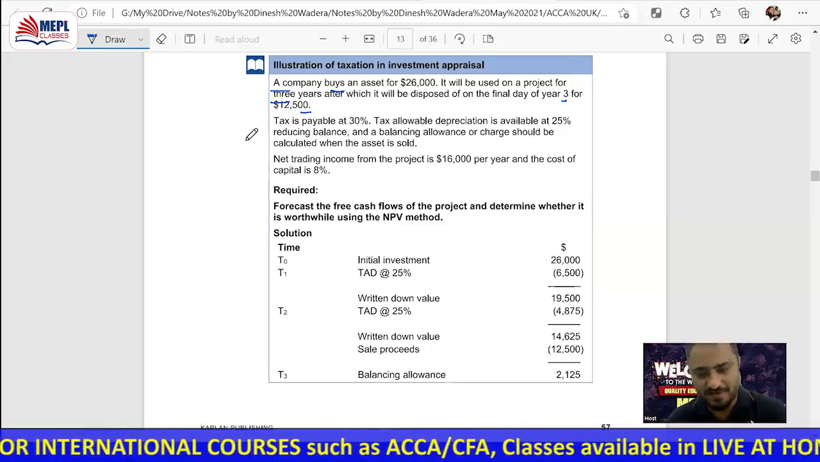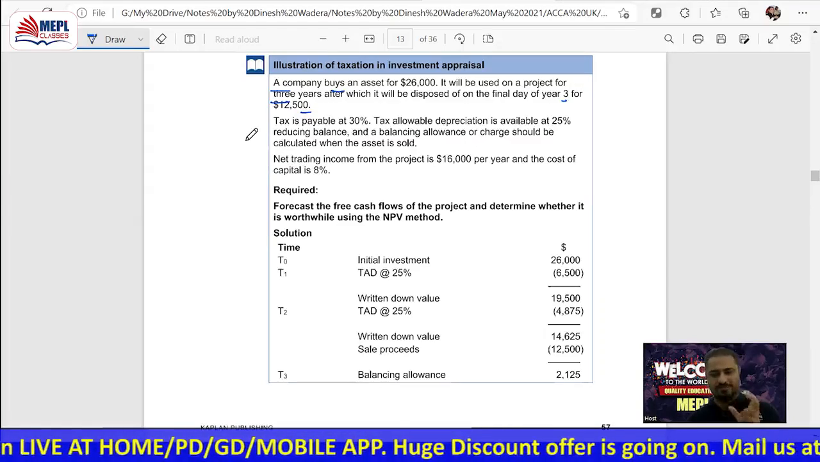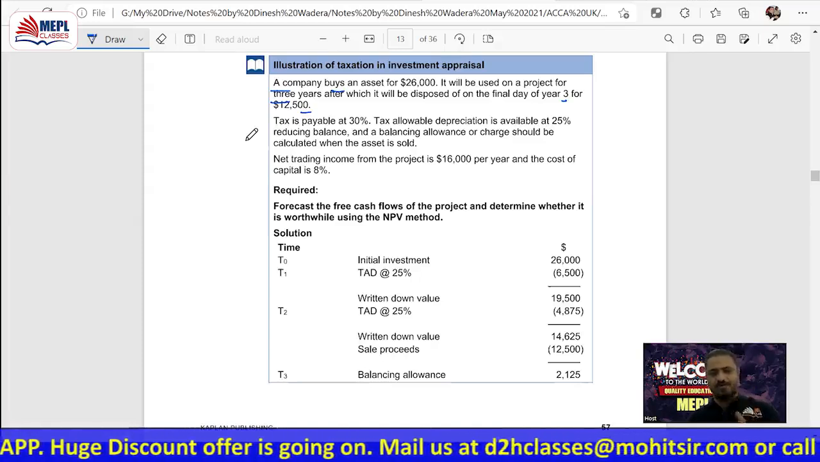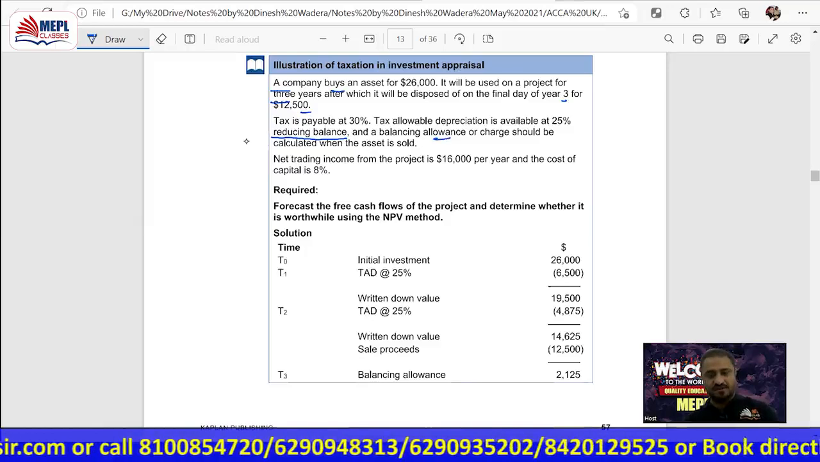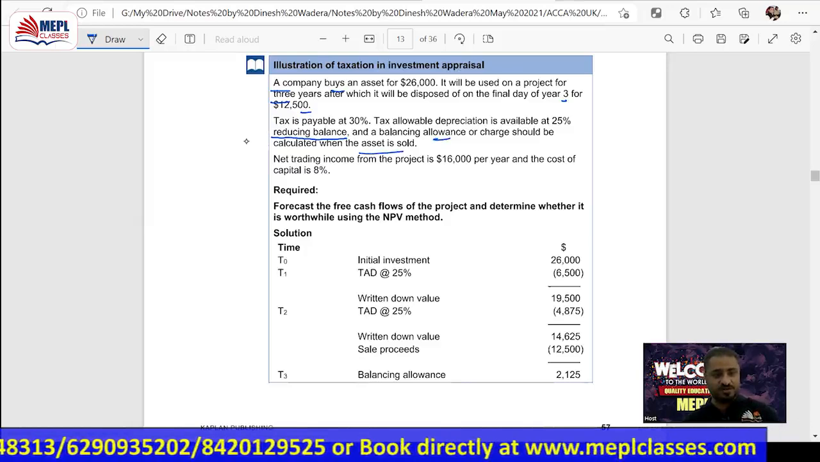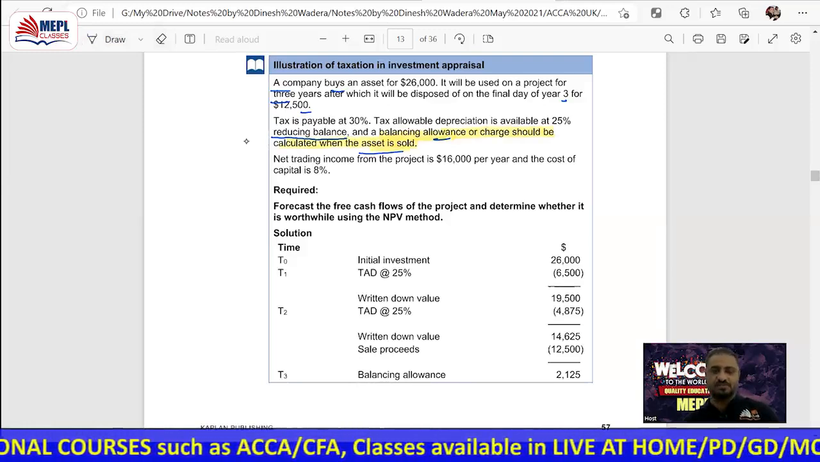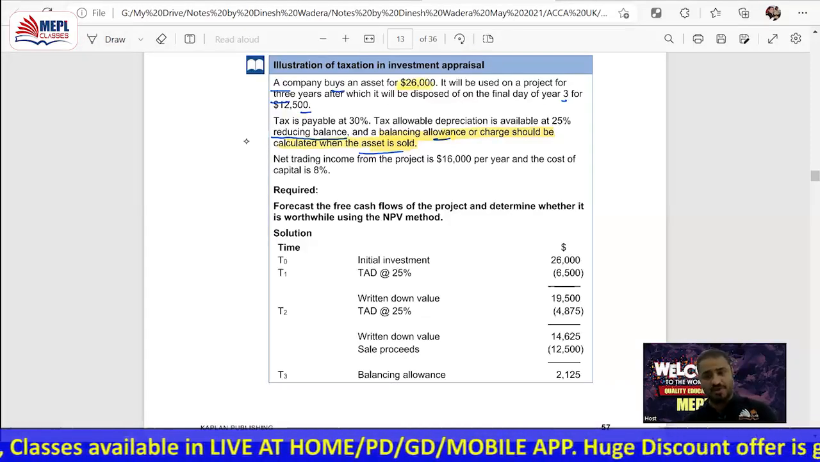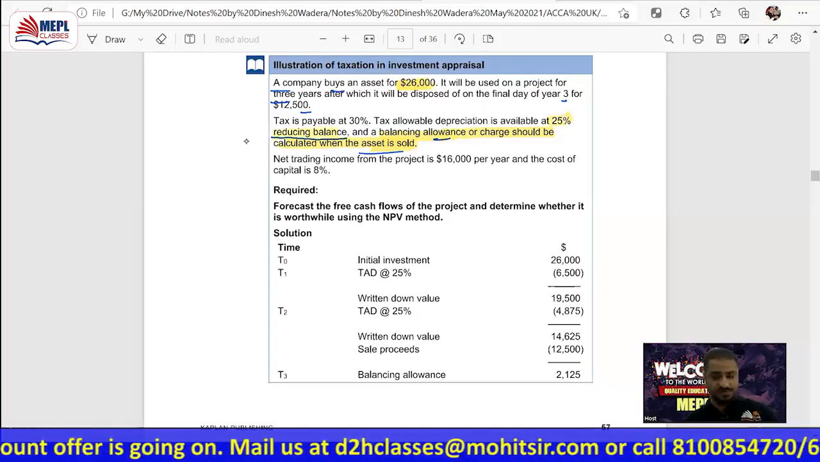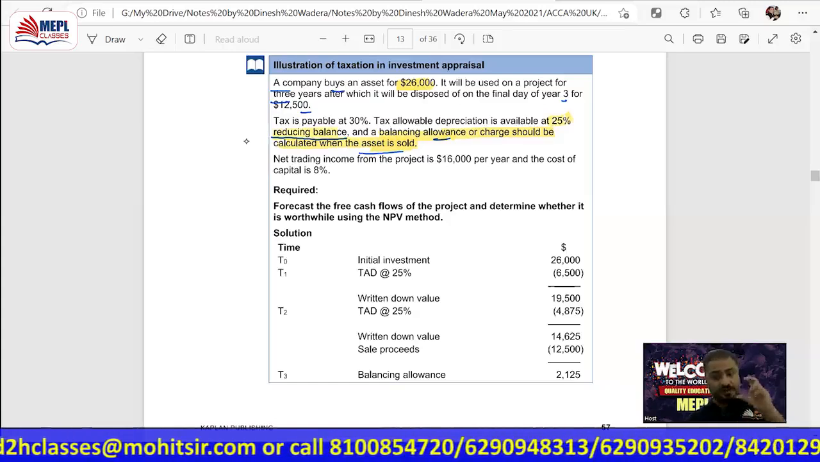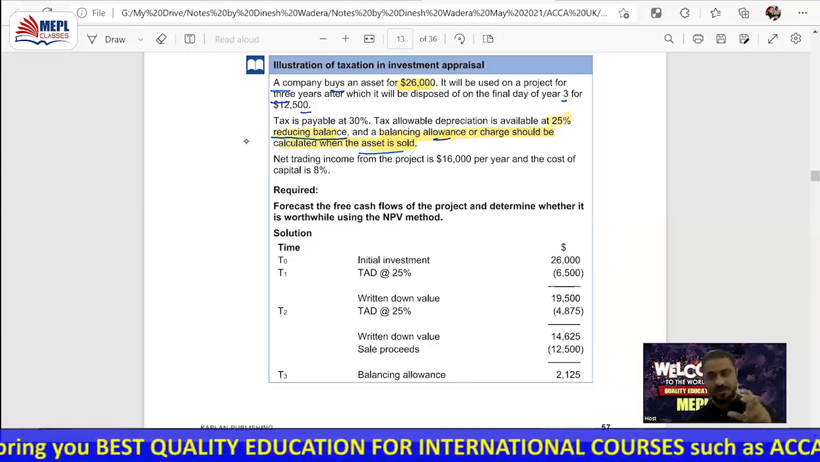Allowable depreciation is available as 25%. Don't mess up the rate of depreciation and the rate of taxes. Have a careful watch on this while you read the question. On reducing balance, it is good that they have already mentioned the method of depreciation, which is the reducing balance method. And balancing allowance or charge should be calculated when the asset is sold. Now, this is a very important factor, I must say. So the asset is going to be depreciated fully. All 26,000 will be depreciated. It means, if you apply the depreciation rate of 25% on a reducing balance method, the value is never going to be zero. So 25% in the first year, 25% in the second year, and whatever WDV is there at the beginning of the third year will be completely depreciated in the third year. That is what this sentence specifies.